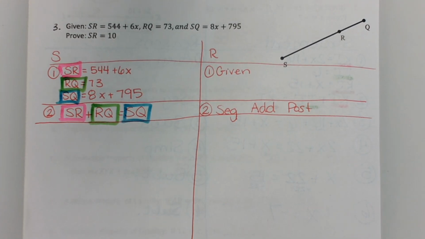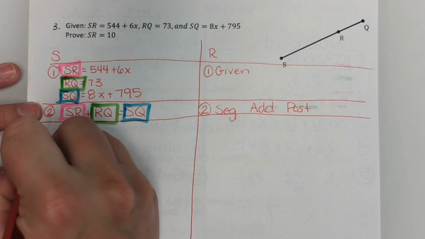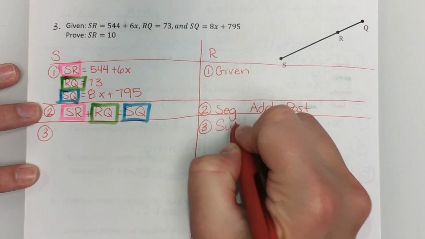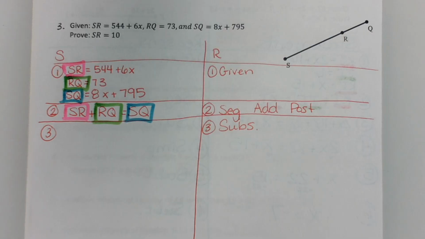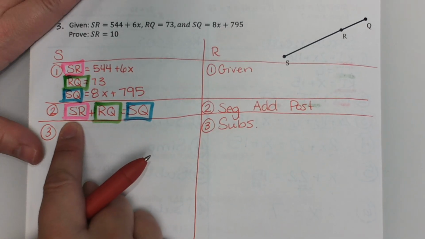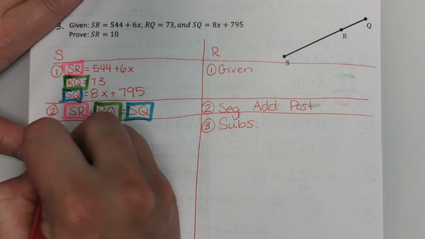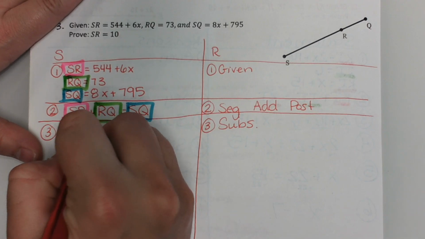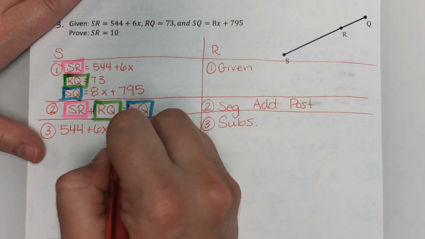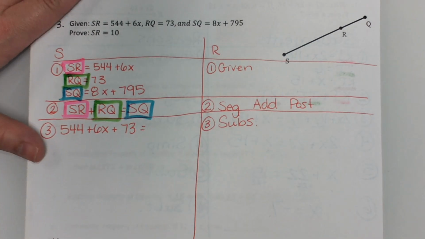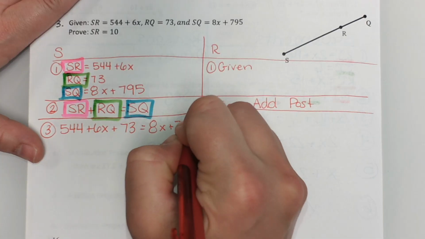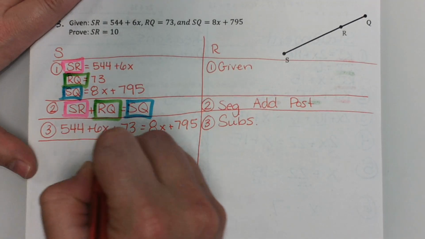So yes, I can. Am I doing substitution or transitive property? Substitution. When it's equal signs, it can always be substitution. Okay. SR is going to be replaced with 544 plus 6x. Plus RQ can be replaced with 73. SQ can be replaced with 8x plus 795.